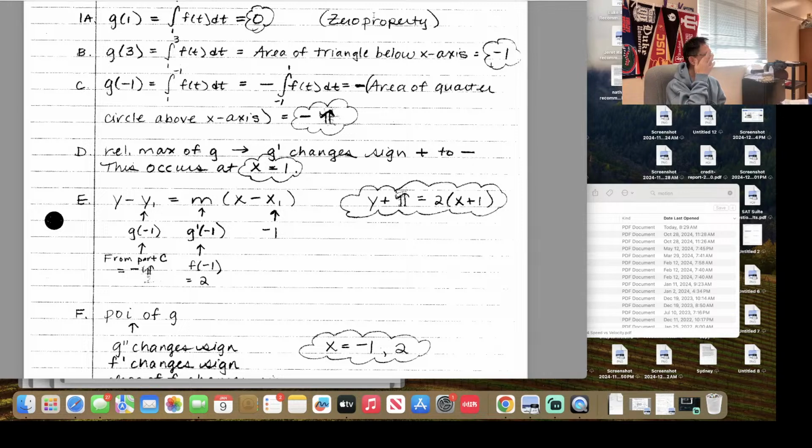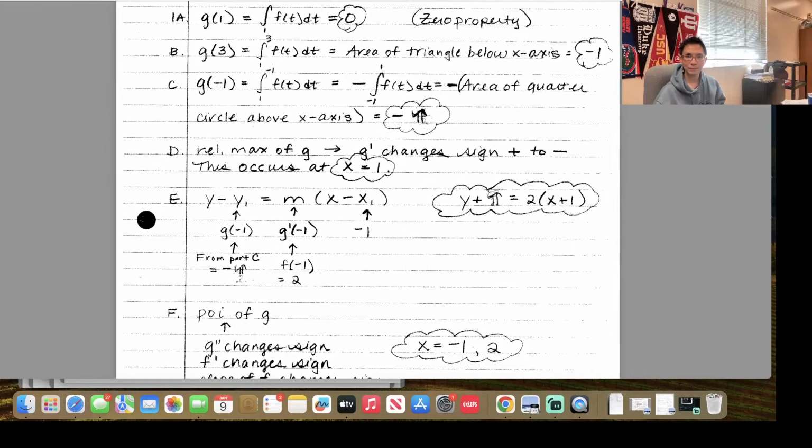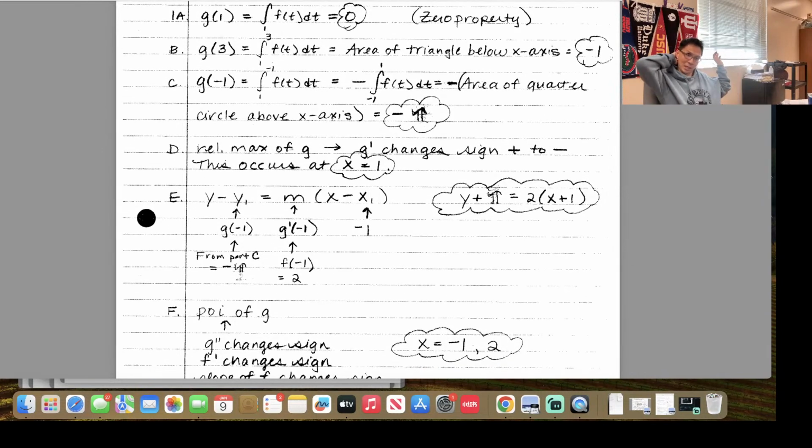What number? 7. A, 0, -1, correct. Yeah, I'm pretty sure I got that. Blue 1. Area of a quarter circle. I can't read that.